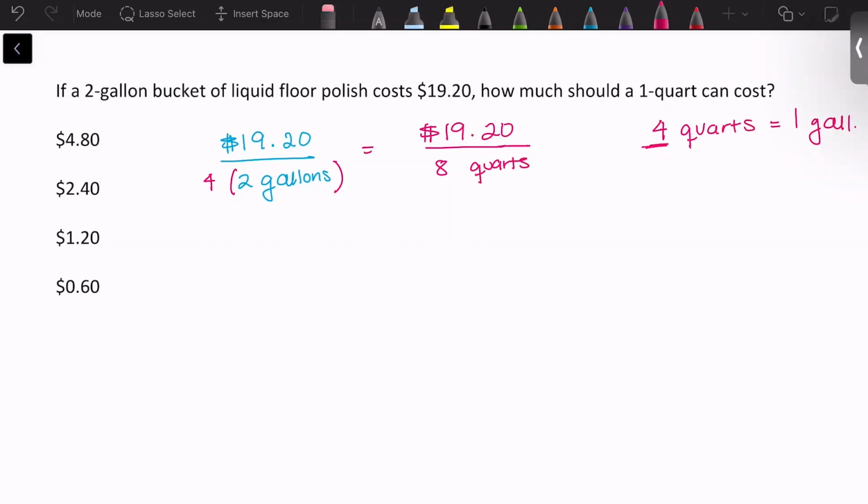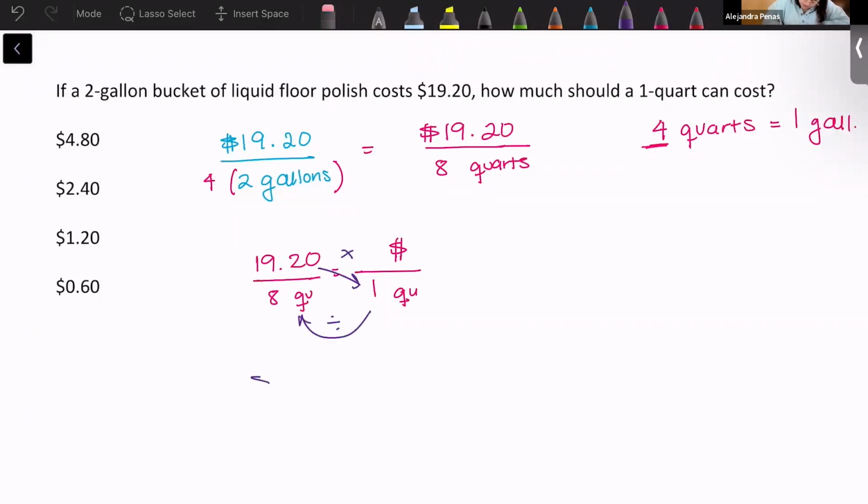Yeah. All right. So now that we have that, again, we can kind of continue the proportion. So we're going to have 8 quarts. And we want to know the price of 1 quart. So 1 on this side. And we want to know the price. So you cross multiply and divide. So the price of 1 quart would be 19.2 or 19.20. It's not going to make a difference at 0 at the end. So I'm just going to put 19.2 divided by 8.